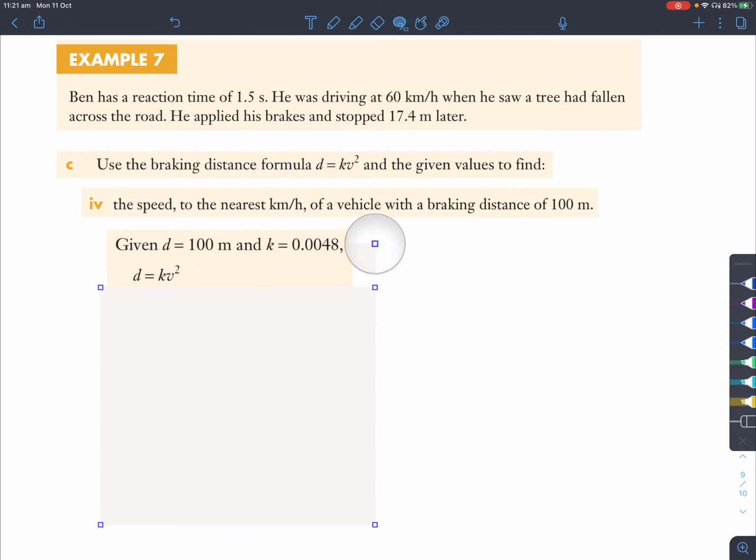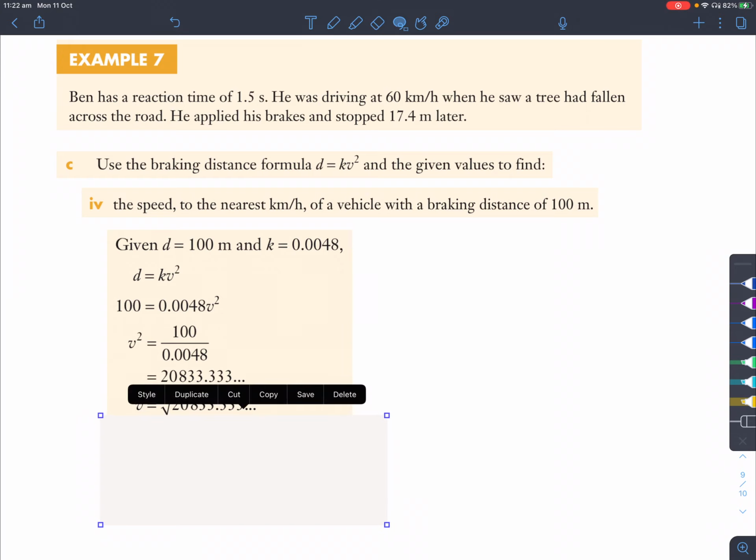Now, we're still using that same formula, D equals kV squared. We're going to input those two values that we just got, like that. And our goal here is to find the speed, which in this case is V. So we divide both sides by 0.0048. This removes that 0.0048 and it will be over to the other side underneath that 100. Once we've got V squared equals that value, we take the square root of both sides, like this.